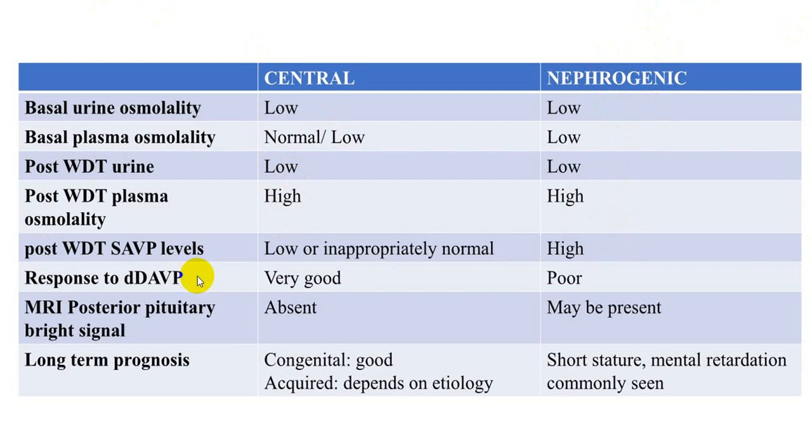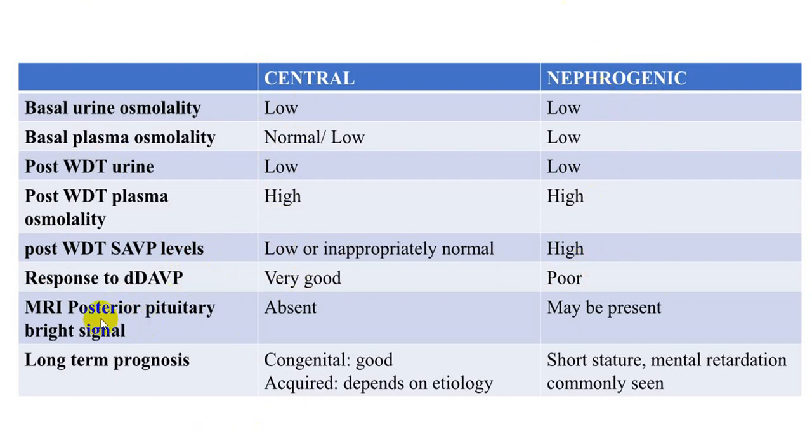Response to desmopressin will be very good in the central variety, while here there will be hardly any response. So we call it poor response. These two are the main important points to differentiate between the two varieties, that is, the central variety and the nephrogenic variety.